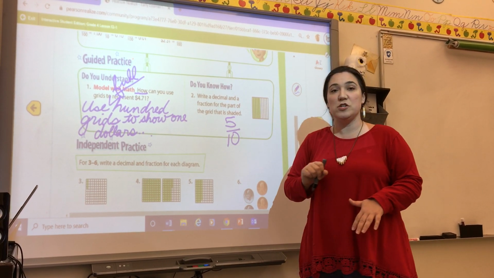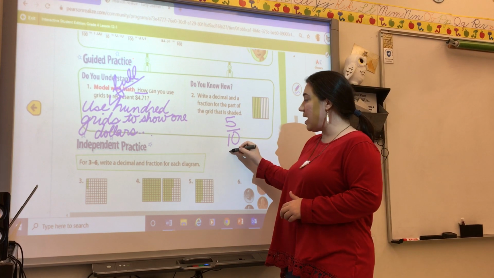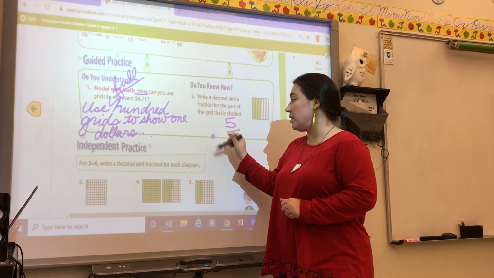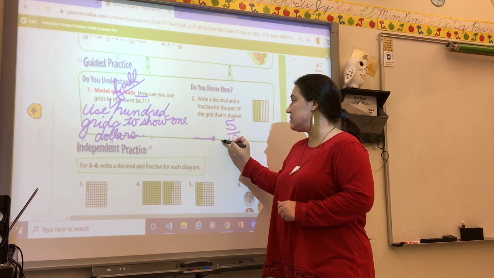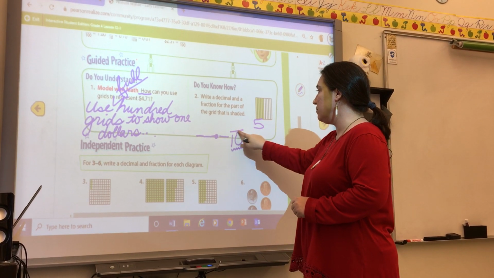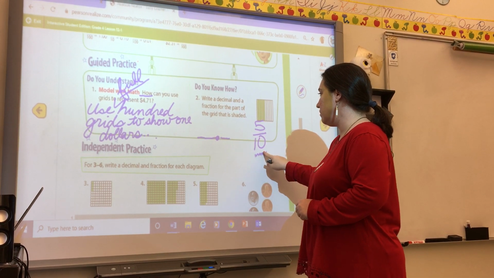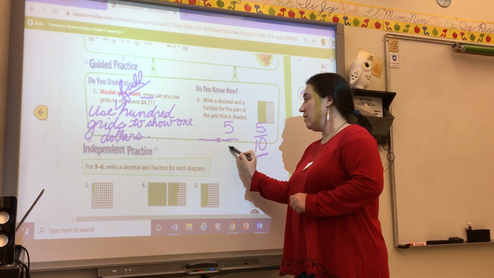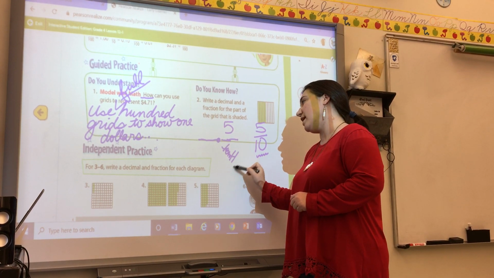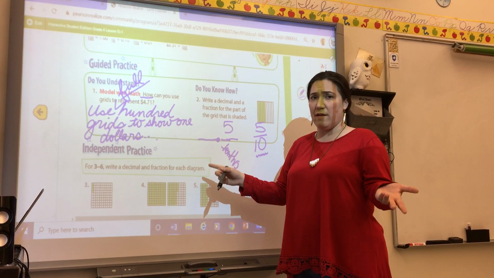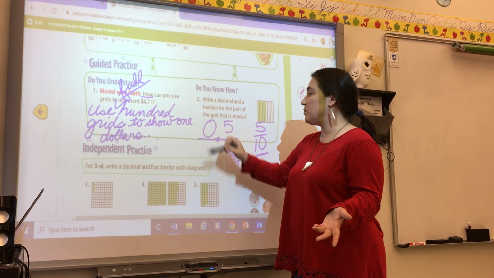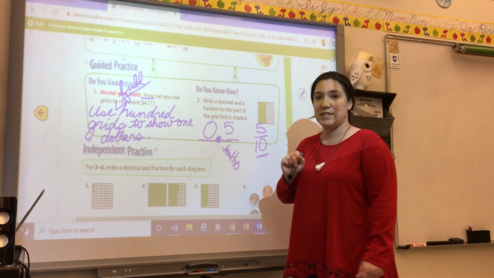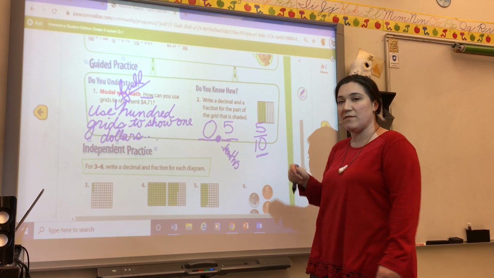But it also wants me to write a decimal. Well, anytime my denominator is tenths, I just have to go to the tenths place. Let me move this guy over. And in the tenths place, I will put my 5. Remember, it's in the tenths place already. How many ones do I have? Well, I don't have any. So my ones place is just 0. 0, the decimal stands for and. 5 tenths, 0 and 5 tenths, and here's my 5 tenths as a fraction.